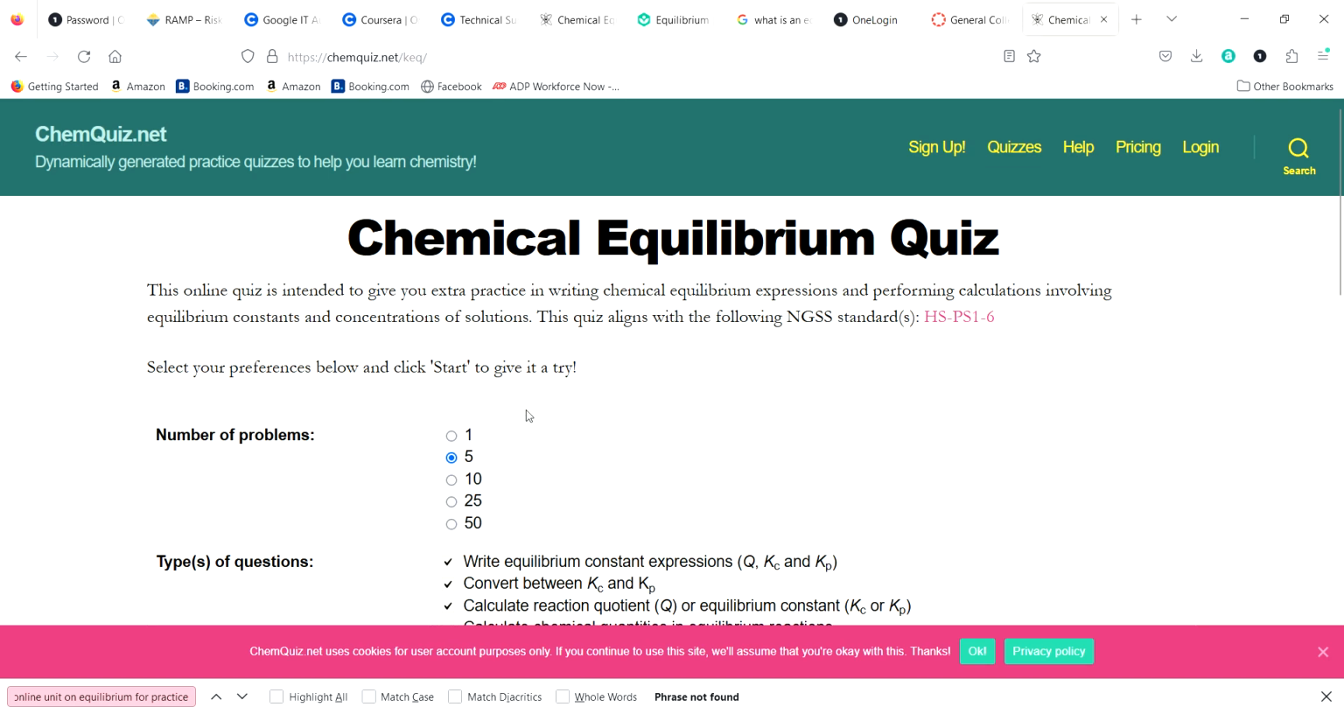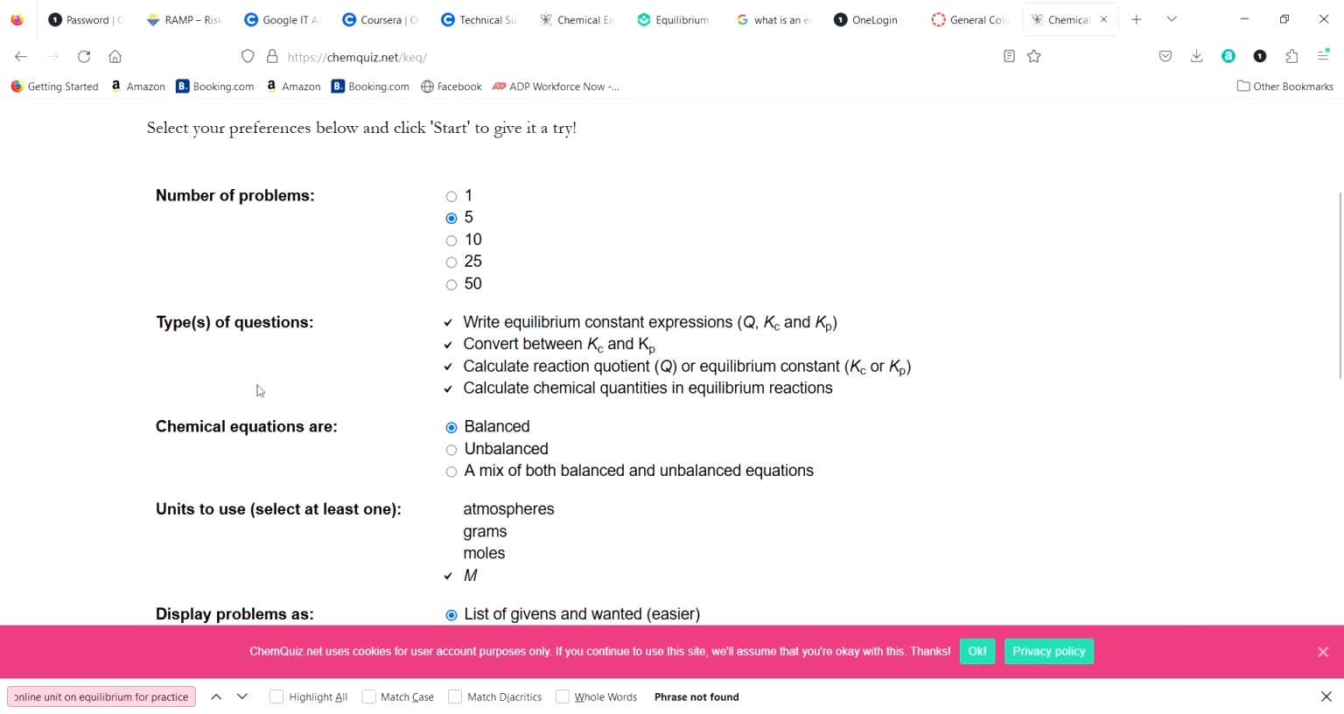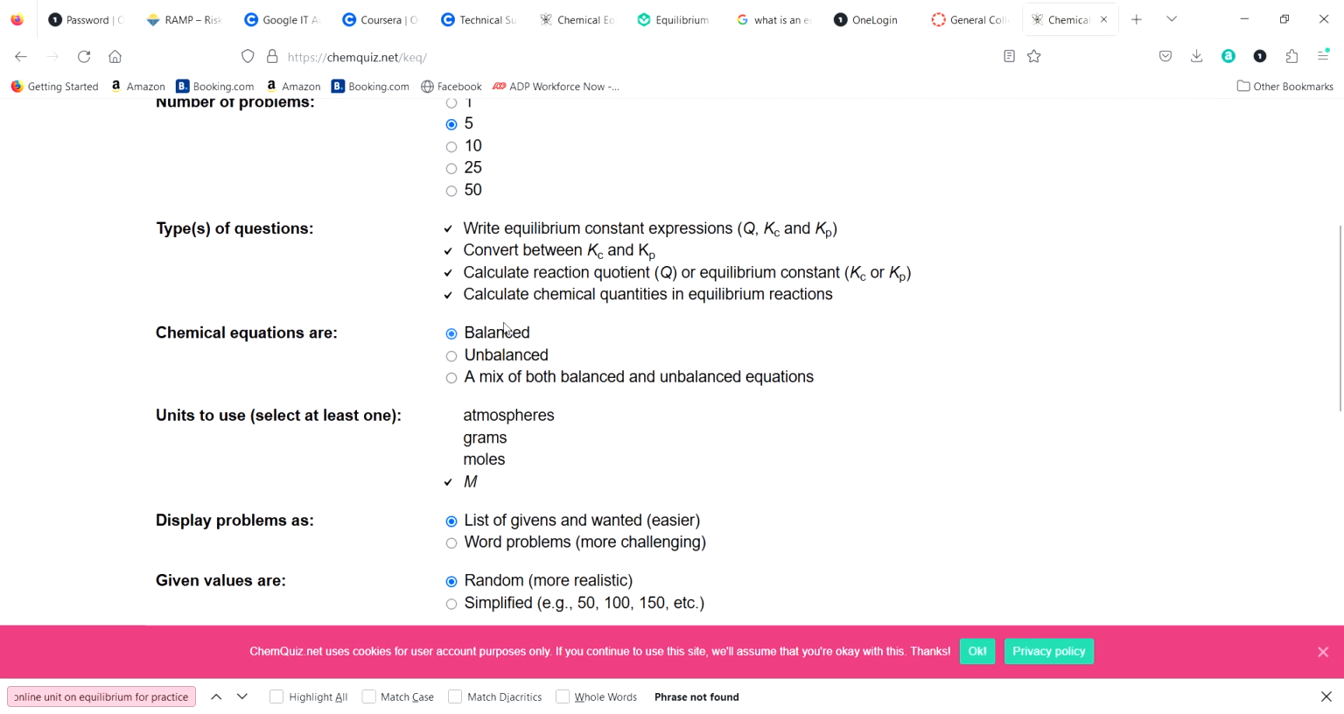And then you can choose what kind of problems you get, okay? Number of problems, types of questions, okay? This covers the whole unit, all right? And then what kind of chemical equations you want. Do you want to practice with it unbalanced? Because you'll have a few problems like that. Do you want to practice with it balanced or a mix of both?